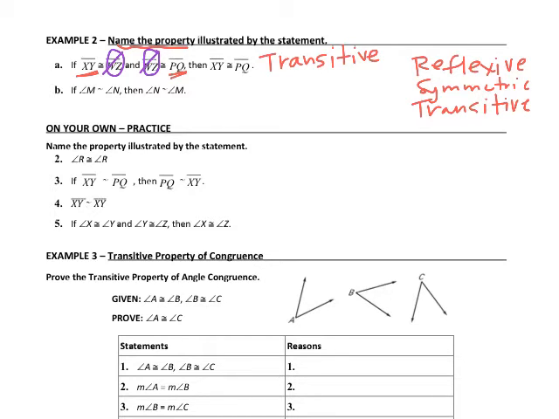All right, so statement B, if angle M is congruent to angle N, then angle N is congruent to angle M. So all we did was we switched the order when we stated it in the conclusion here. So when we switch the order, that is the symmetric property.